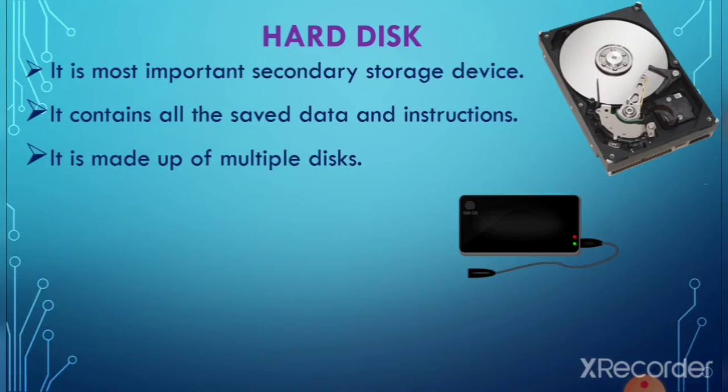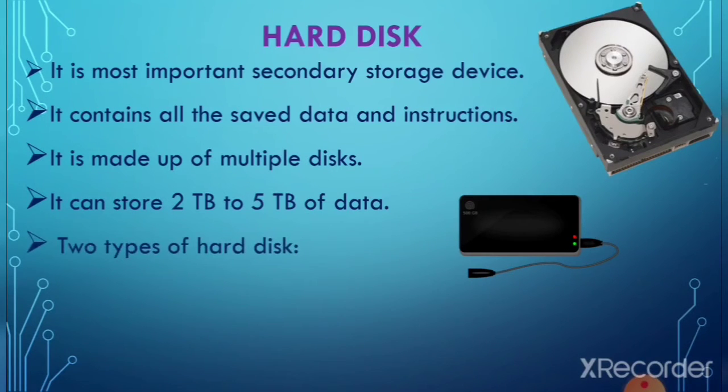We can see only one disk, but it is not only one disk. It is a bunch of disks. So we can see only the top disk. We can assume that it is one disk, but it is wrong. It is multiple disks. It can store 2 TB to 5 TB of data. That means a hard disk can store 2 terabytes to 5 terabytes of data.